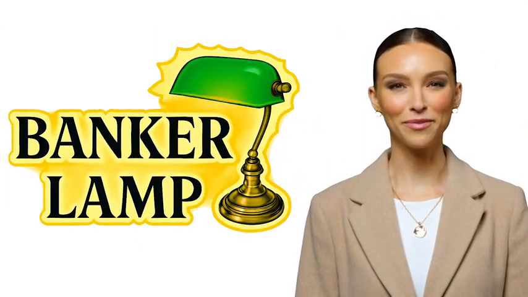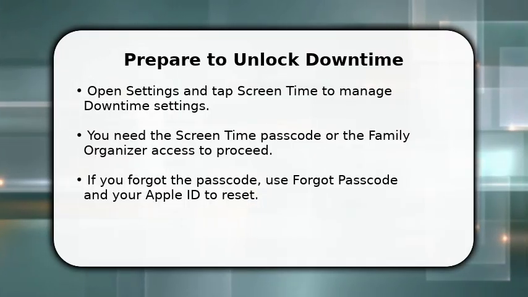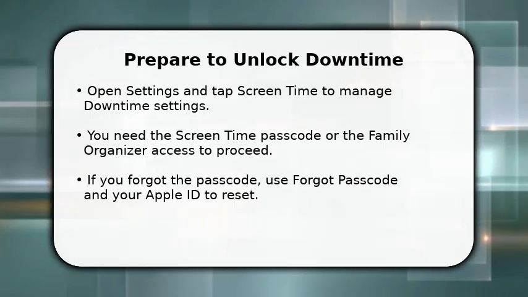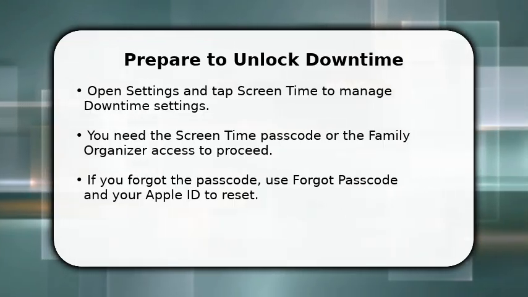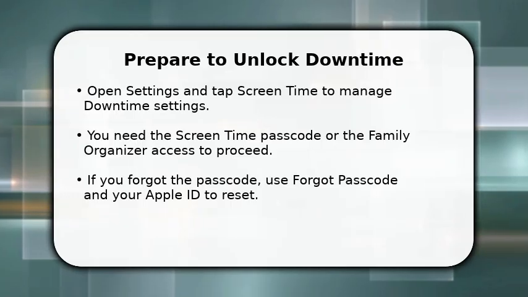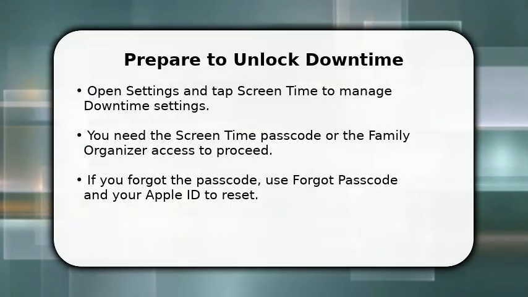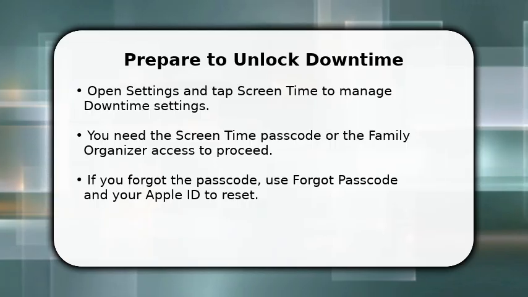Please enjoy the video. Open Settings and tap Screen Time to manage downtime settings. Find Downtime inside App Limits and Always Allowed sections. You need the Screen Time passcode or the Family Organizer access to proceed.